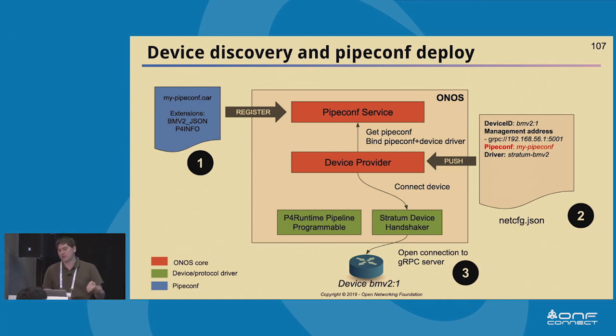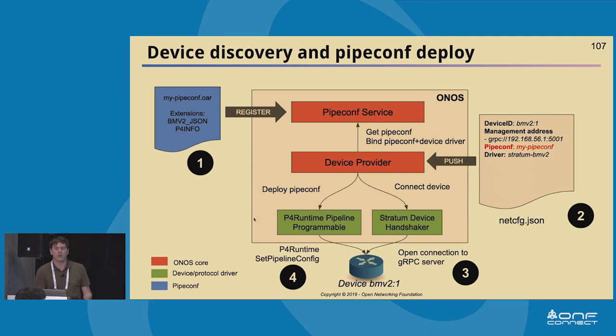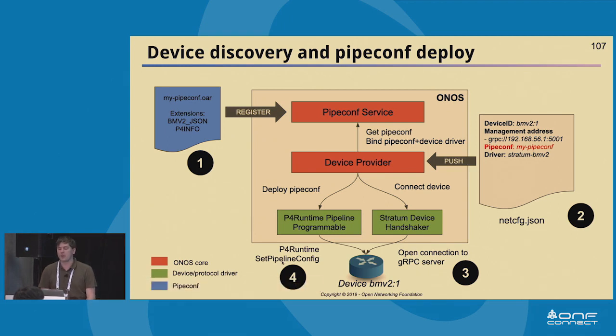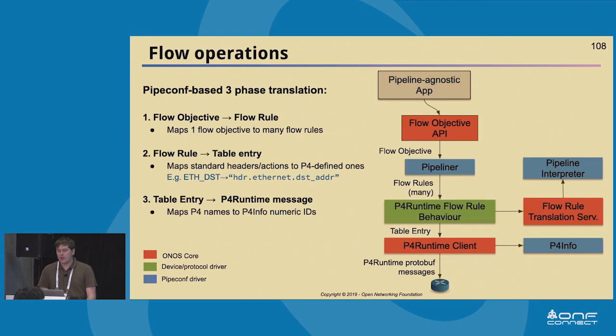In the case of Stratum, it will open a connection to the gRPC server running on the switch. And it will then deploy the Pipeconf using the target-specific extensions like the BMv2 JSON and P4Info using P4Runtime. In this case, we use the SetPipelineConfig RPC, which is defined in the P4Runtime API. Once we have deployed a Pipeconf to a device, then we can write applications that can program this device using forwarding entries. Again, we can use the flow objective API or the flow rule API.